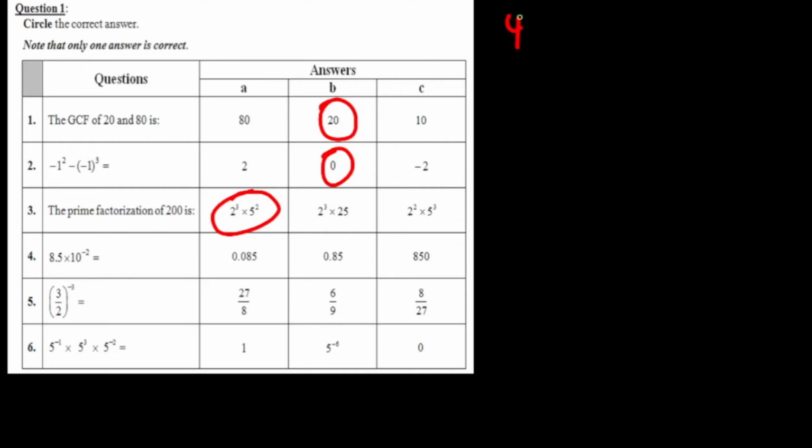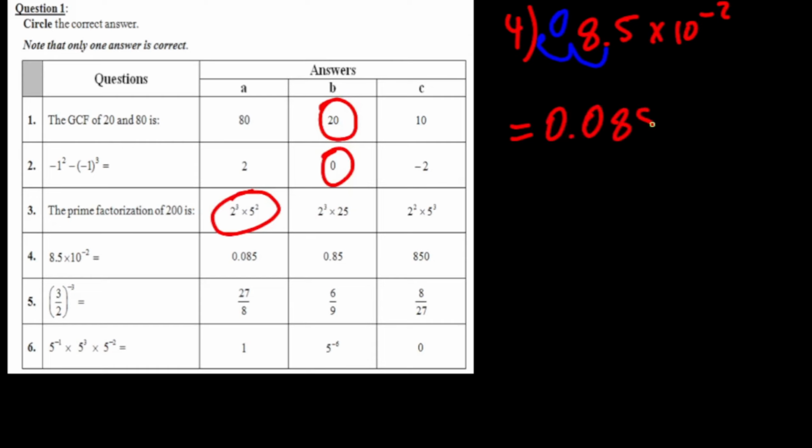For part 4, we have 8.5 multiplied by 10 to the power of negative 2. When dealing with 10 to the power of negative 2, you have to move the decimal point 2 places. That's the same as this 0 here. So it's 0.085, giving us the answer A again.